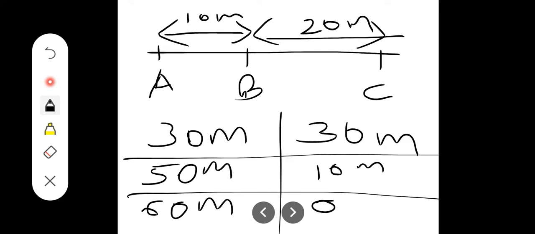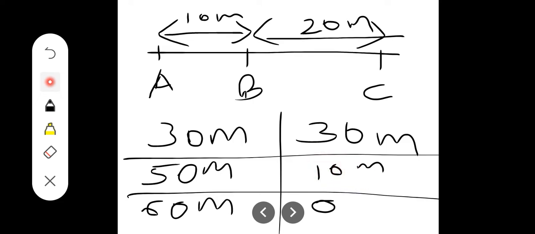A to B, then B to C. That means A to C. So what is the path length? 30 meter. What is the displacement? 30 meter. And in the second case, we considered the object moves from A to B, B to C, and then again C to B. So in this case, path length was 50 meter and displacement is only 10 meter.